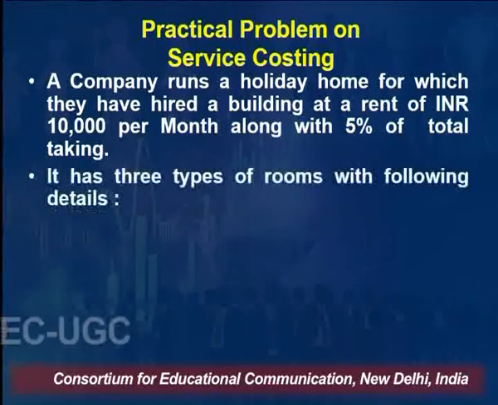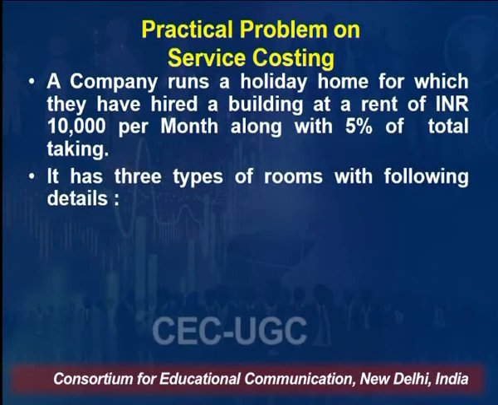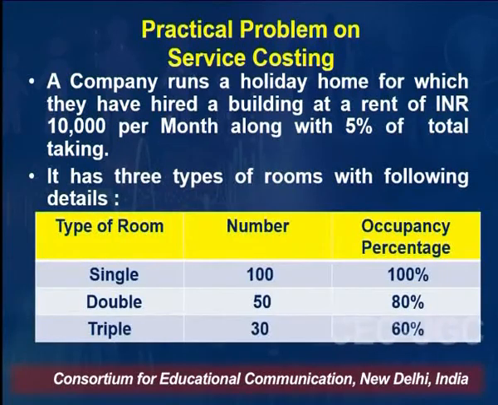They are offering this service, and they report that they have 3 types of rooms with these details. They have single, double and triple, 3 categories of rooms, and the number of rooms is also reported. In single category they have 100 rooms, in double category 50 rooms, and in triple category 30 rooms. And the occupancy percentage is 100%, 80% and 60%. When they say that in double category they have 50 rooms and their occupancy is 80%, it means out of 50 rooms only 40 rooms are occupied, remaining 10 are vacant.